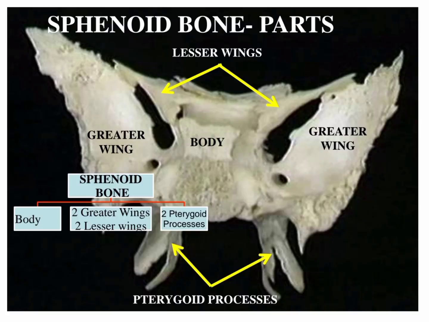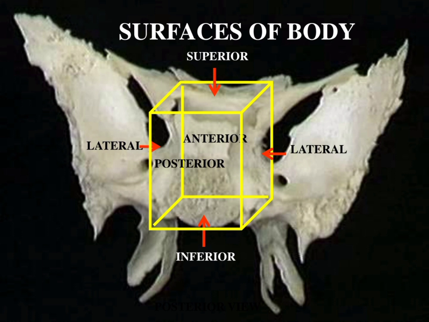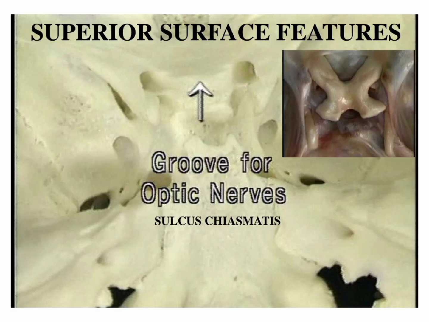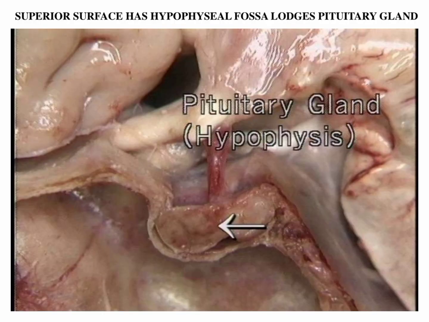It has seven parts: a central body, two greater wings, two lesser wings, and two pterygoid processes. Body is cuboidal in shape, having six surfaces: superior surface, inferior surface, anterior, posterior, and two lateral surfaces. Superior surface presents a groove called sulcus chiasmaticus, which lodges the optic chiasma formed by the union of two optic nerves. Superior surface presents a hypophyseal fossa for the pituitary gland.